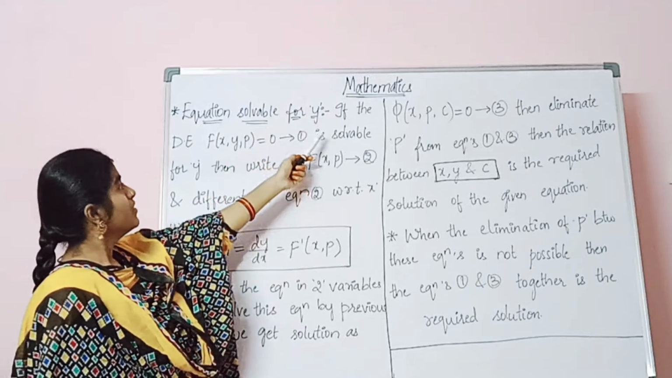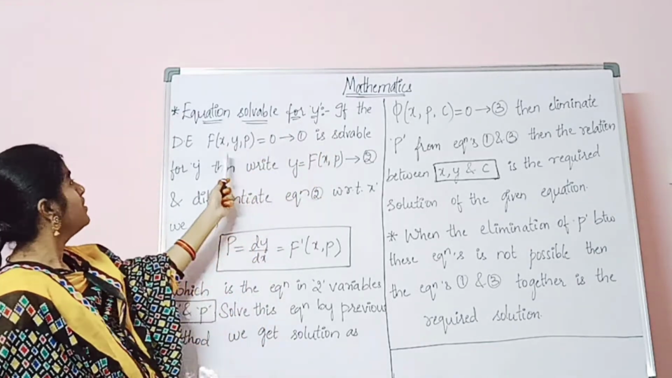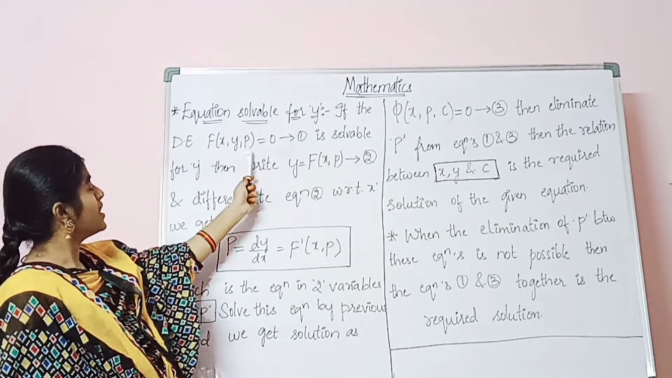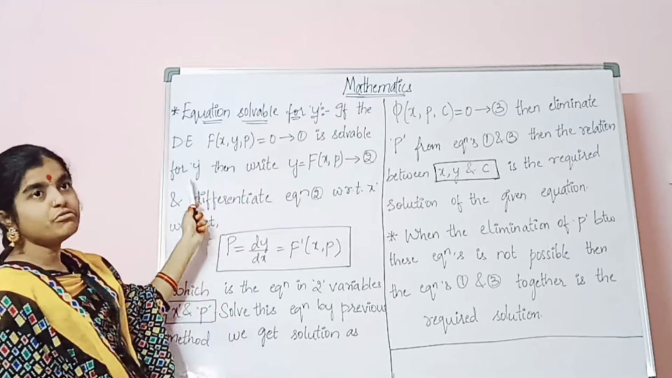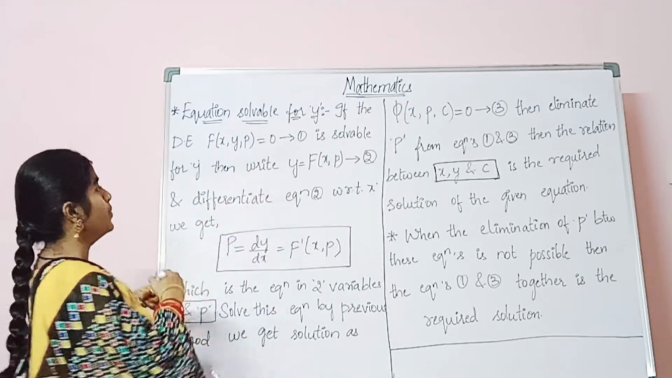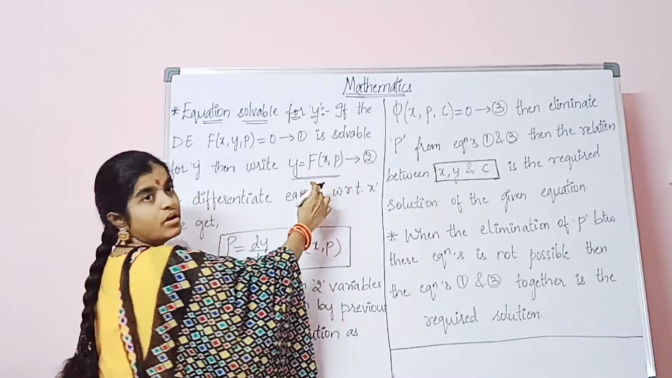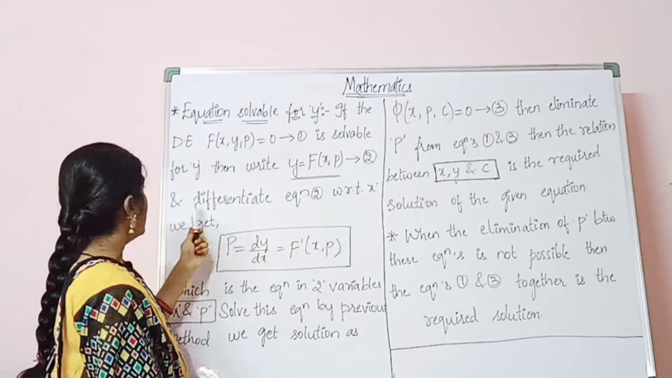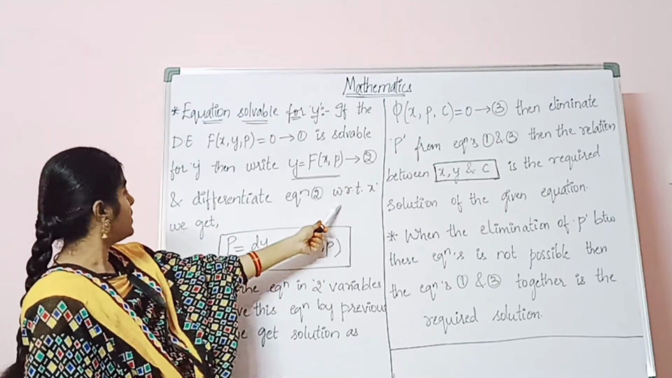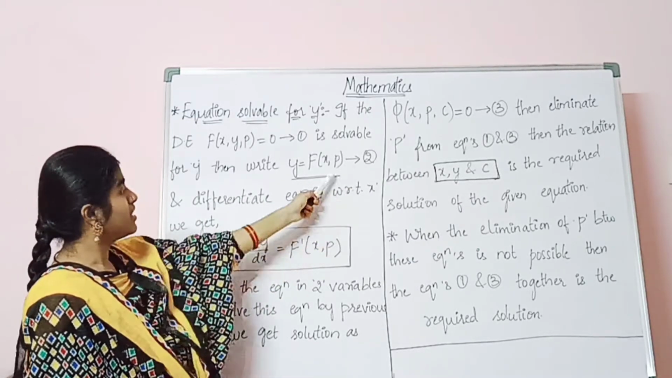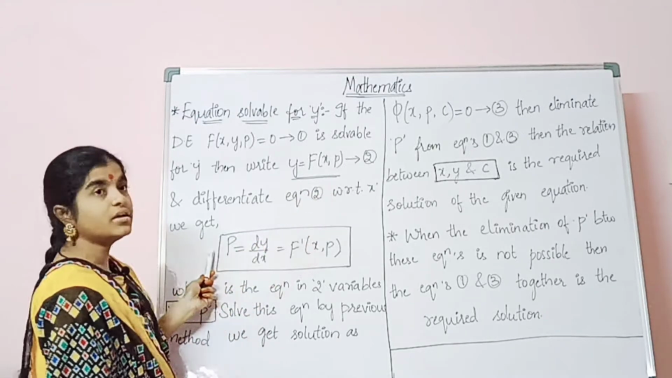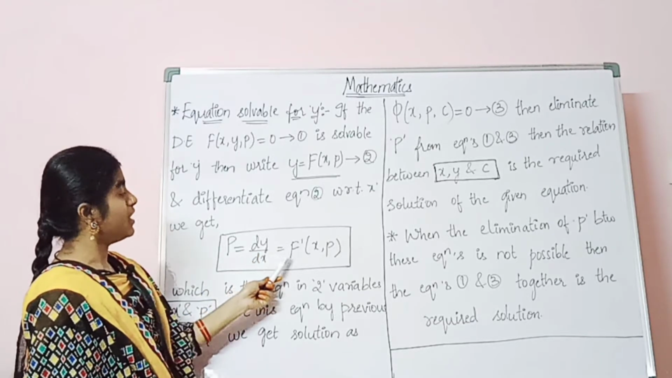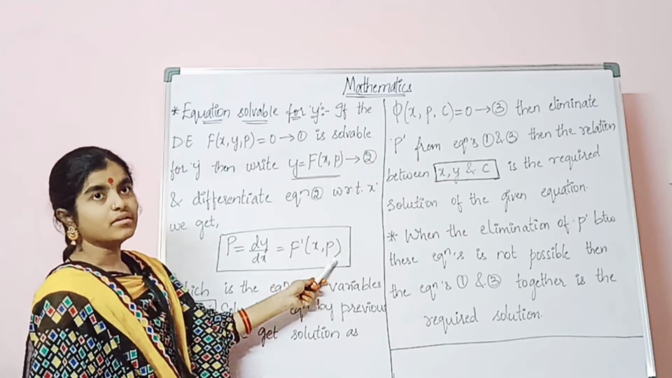Solvable for y. Here, if the differential equation f of x comma y comma p equals 0, which we are considering as equation 1, is solvable for y, then write y equals f of x comma p, which we are considering as equation 2, and differentiate equation 2 with respect to x. We get p equals dy by dx, which equals f dash of x comma p.